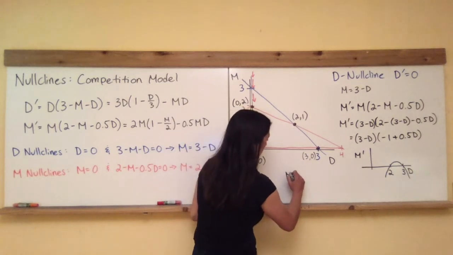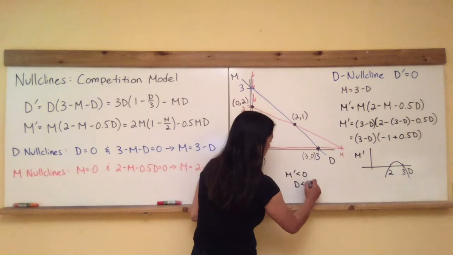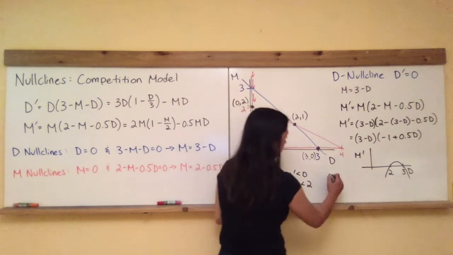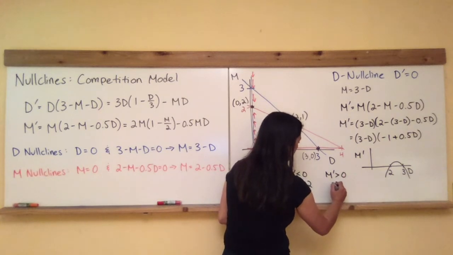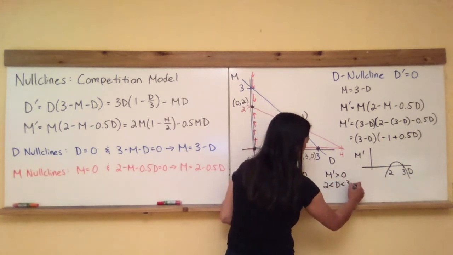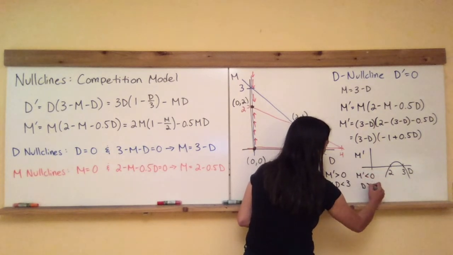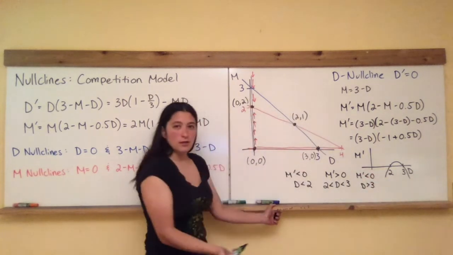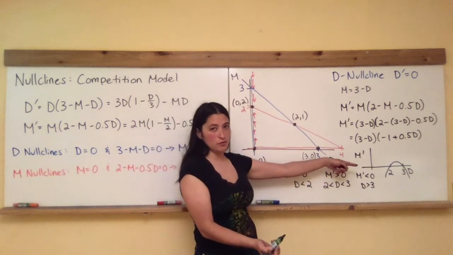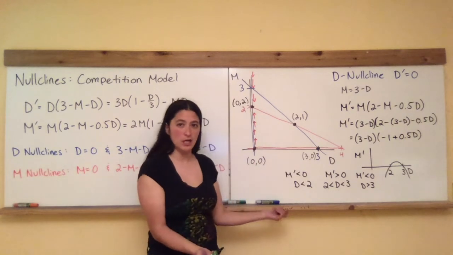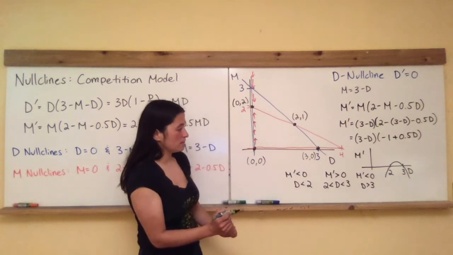It tells me that m prime is less than 0 when d is less than 2. It tells me that m prime is greater than 0 when d is between 2 and 3. And it also tells me that m prime is less than 0 when d is greater than 3. Okay, so hopefully you understand why I drew that graph on the side really quick. It was just so I could determine the sign, and then I got all these statements about the sign just reading that right off the graph.